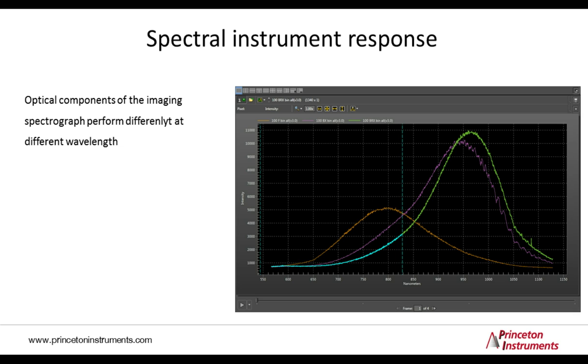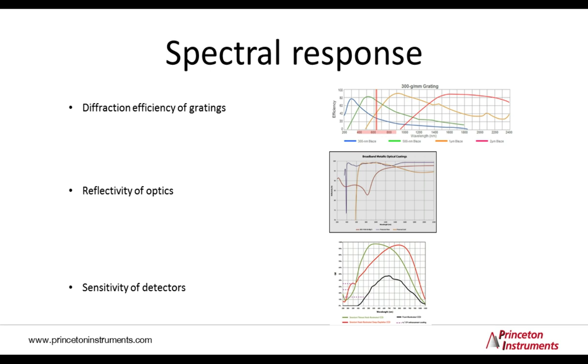So what is the right spectrum is the question. In fact, all optical components in the optical system have a wavelength dependence in spectral response that can distort a signal. For example, diffraction gratings have a wavelength-dependent efficiency that is typically highest at the blaze wavelength of the grating, but then falls off rapidly to either side. The reflection coefficients of optics have a wavelength dependence.